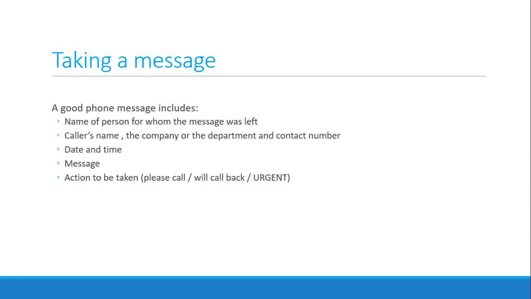Date and time. When did you receive the call? And the time. 5th of June 2021 at 2 p.m. This is very important. For example, think that because you were too busy, you totally forgot to give the message. In such an occasion, you can go and apologize and tell that so-and-so called on this particular day at this particular time and this particular message was given. So having the date and time is also very important.